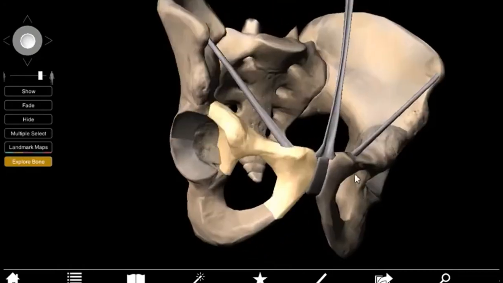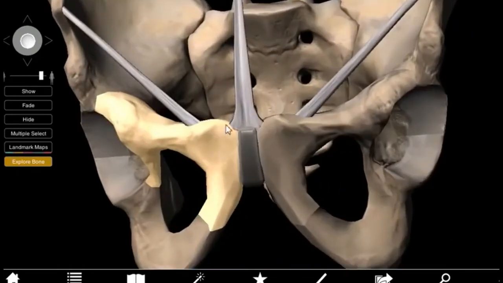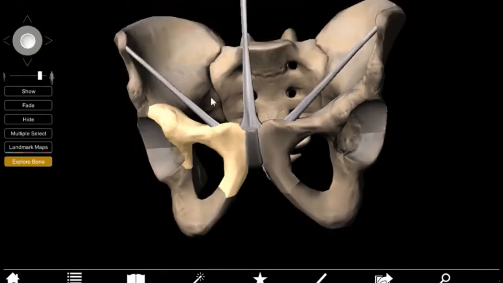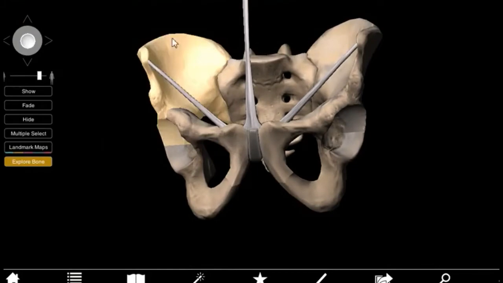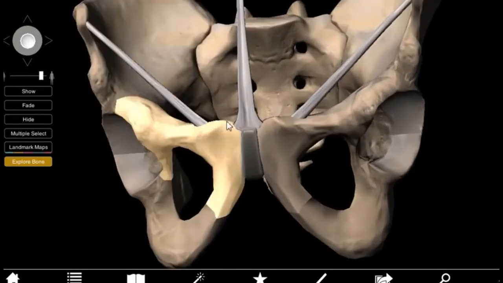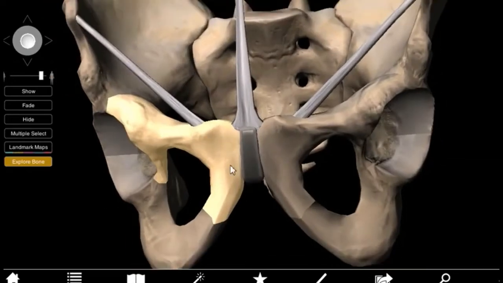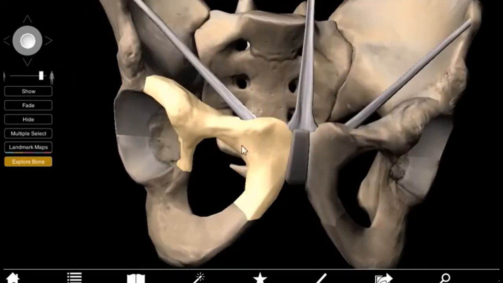This is the pubis. The pubis here has an upper end, where we have the pubic tubercle. Between the pubic tubercle and the symphysis pubis, this part is called the pubic crest. So this is the iliac crest, and this is the pubic crest. Okay. Pubic tubercle, pubic crest. The pubis has a body, a superior ramus and an inferior ramus.